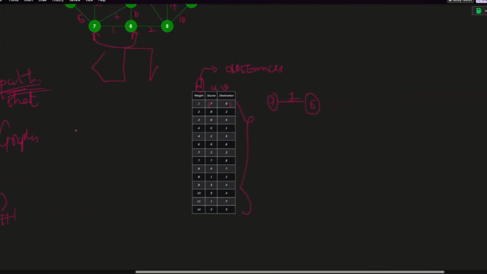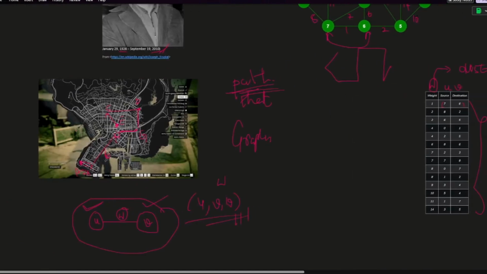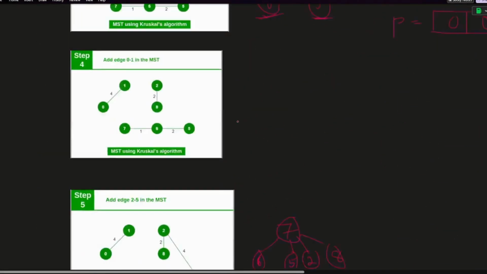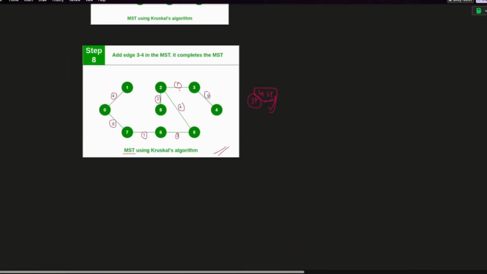It's also used in neural networks and other parts of computer science. We're not going to talk about that for now. So now that you've understood what an MSD is, it looks like this, which basically touches all the vertices. It would not form a cycle, and it touches all the vertices.